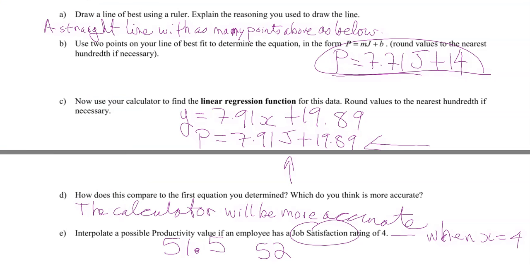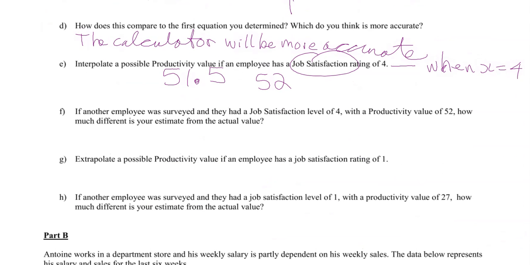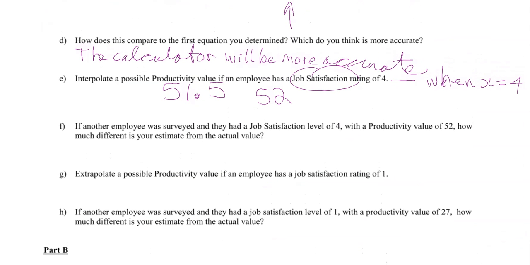All right, so that is interpolation, reading in between. If another employee was surveyed and they had a job satisfaction level of 4 with a productivity value of 52, how much is that different from the estimate of your actual value? Well, not at all when taken as a whole number. So not at all. Round it to the nearest whole number.